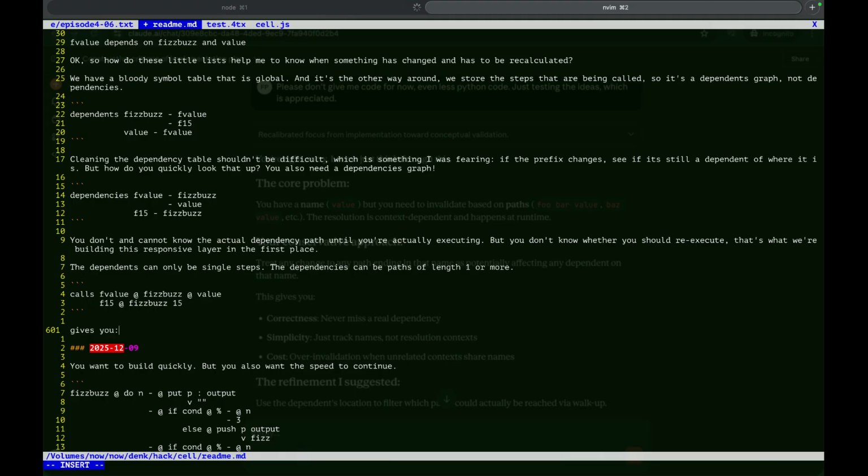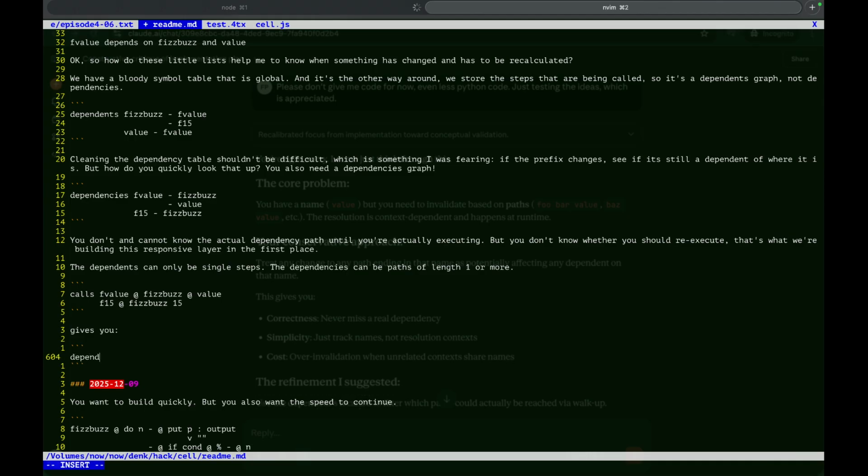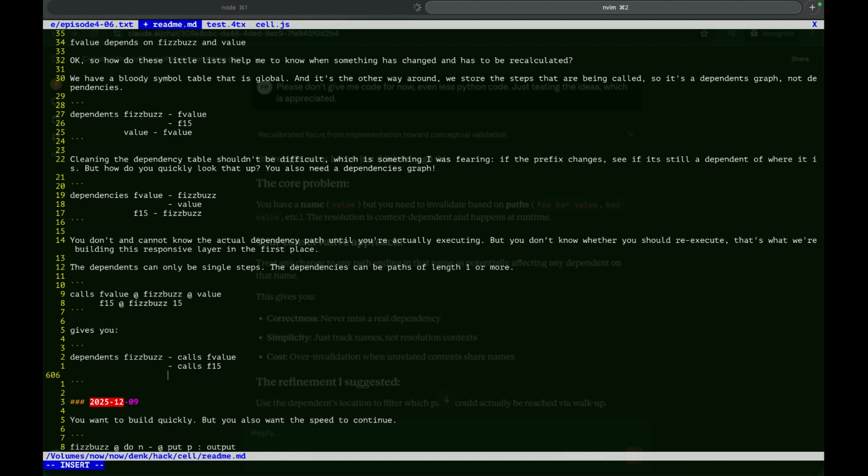Gives you... dependence is the same thing. It would be called the value. I like this. I really like this. F15. This is new. This is good.